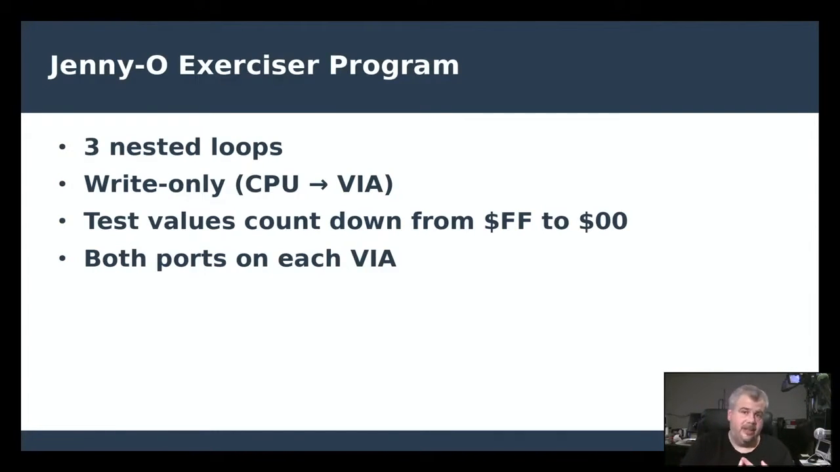It resets the test value, and it resets the VIA counter to 15. And that's how that works. Again, it's sending data to both port A and port B on each of the VIAs, so it's hitting 32 channels, I guess you could say.